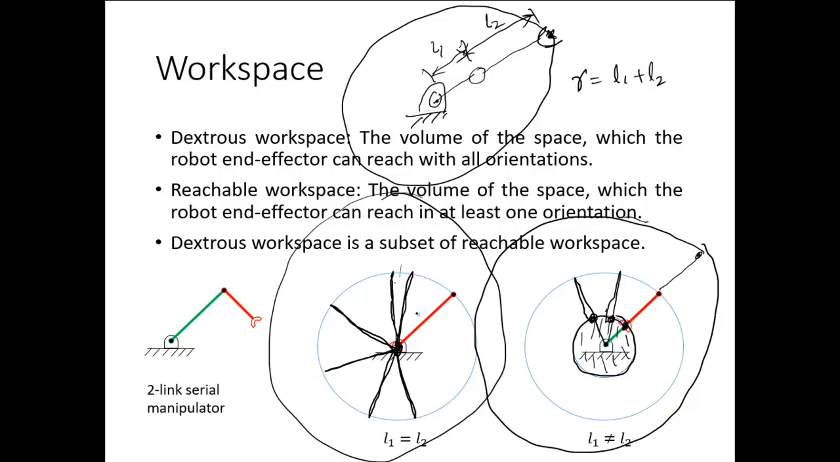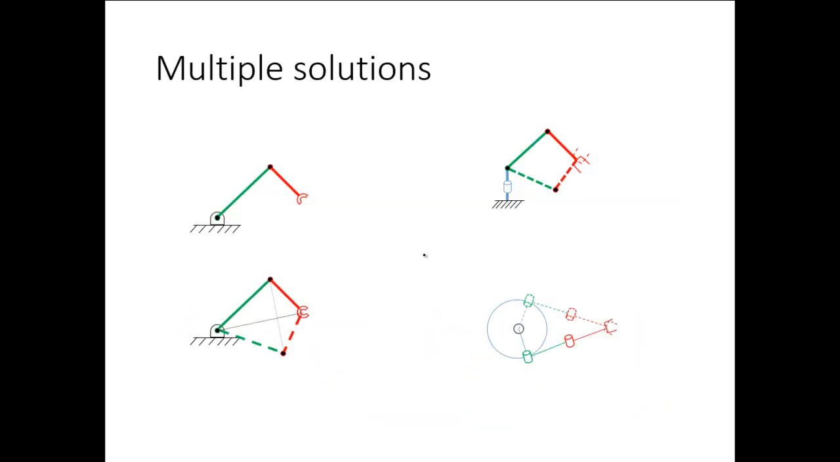Alright, so for robots with complicated structures, you may have a 3D workspace, a volume of the workspace, and some of which could be dexterous, and most of it is actually reachable. So that's why the dexterous workspace is a subset of the reachable workspace.